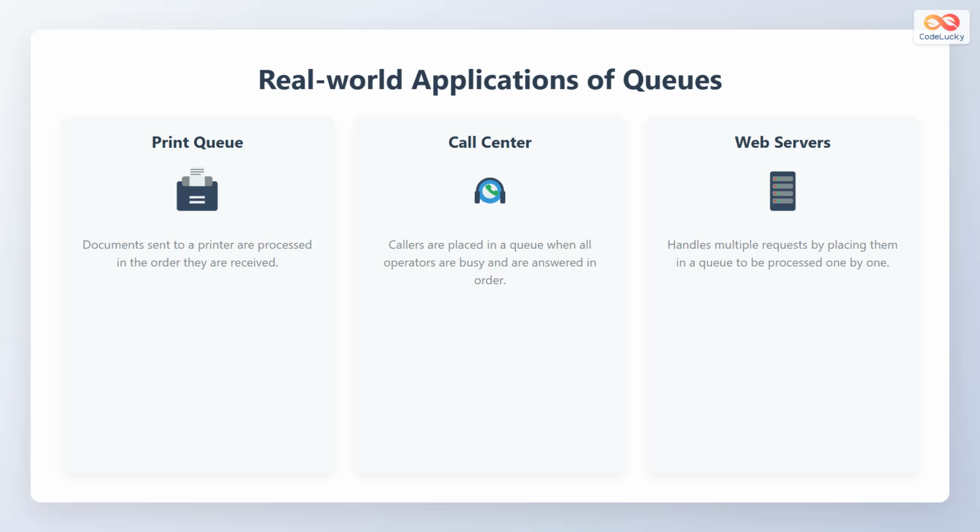Second, call centers. Callers are placed in a queue when all operators are busy, and they are answered in the order they waited. Third, web servers. Web servers handle multiple requests by placing them in a queue to be processed one by one.